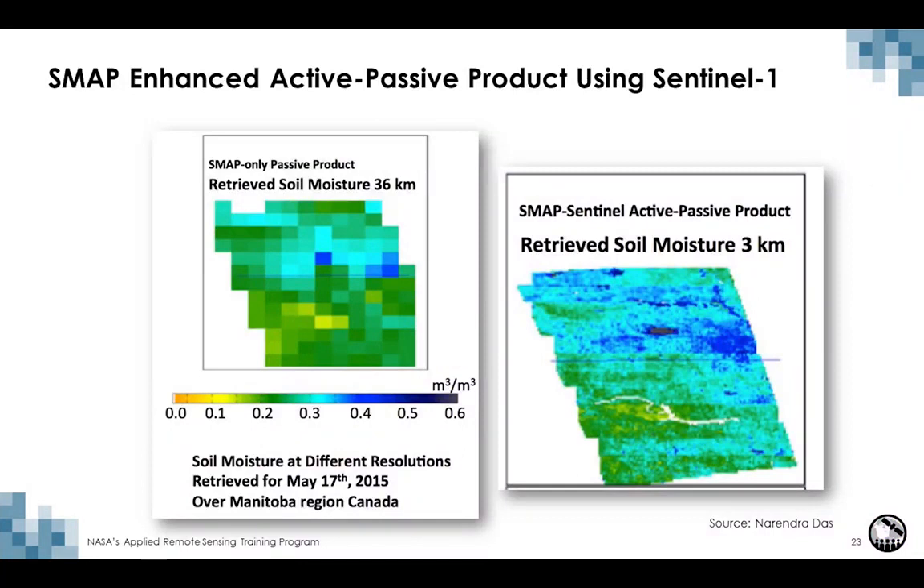This is an example of the SMAP enhanced active passive product using Sentinel-1, and this is work done by my colleague at JPL, Dr. Narendra Das. The image on the left is the SMAP passive-only product, so the radiometer derived soil moisture gridded at 36 kilometer resolution. And the image on the right is the same area using the SMAP radiometer data as well as Sentinel-1. So it's a passive active product, and this is soil moisture retrieved and gridded at 3 kilometer resolution.